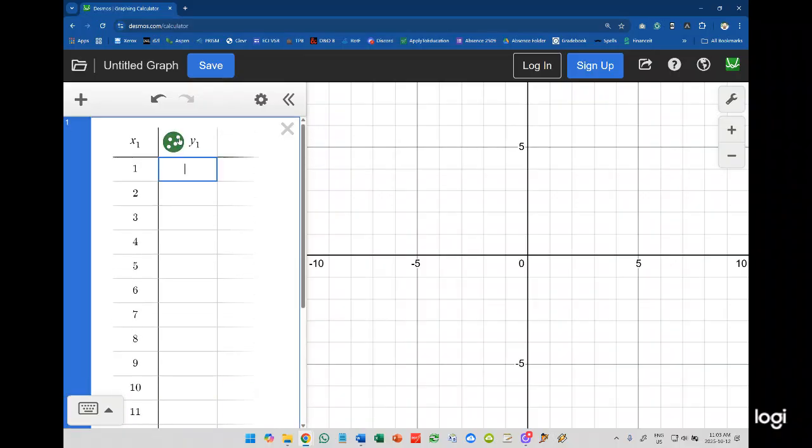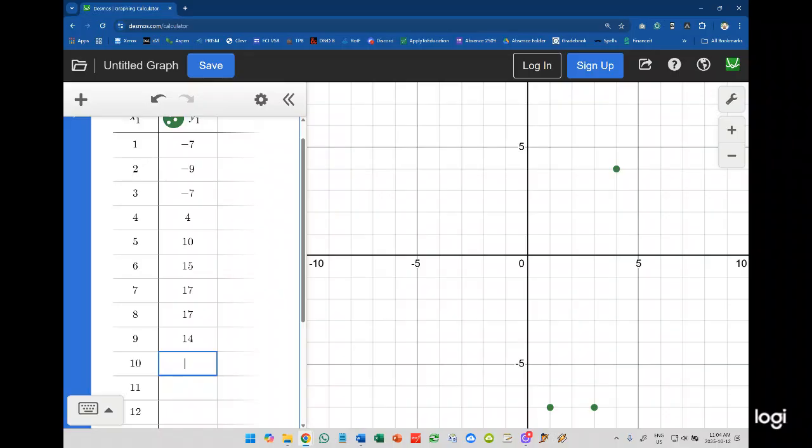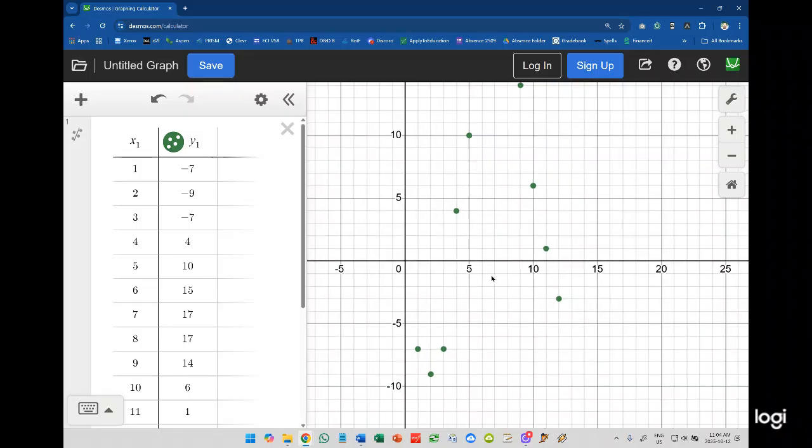Then my y values I'm going to plug in as -7, -9, -7, 4, 10, 15, 17, 17, 14, 6, 1, and -3. Okay. And if I look over on my graph here, I'll see that I have a bunch of dots.